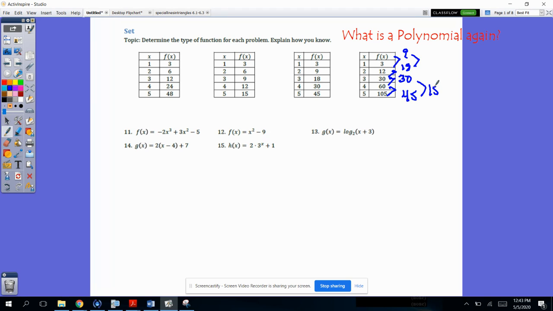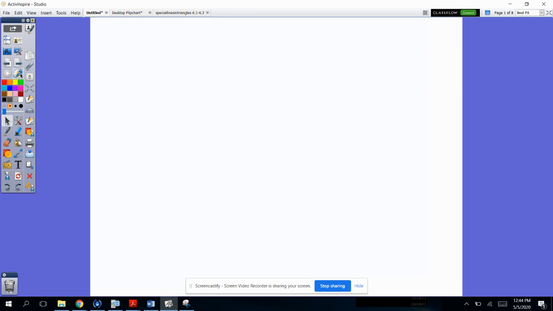You have 15, 12, and 9. And then you have 3 and 3, okay? So this is not constant. In fact, this is what we call quadratic. This is linear, and this is the constant. So that means the third difference is constant. Since the third difference is constant, that means it is cubic, degree 3. Okay, so that's how you can tell for tables.